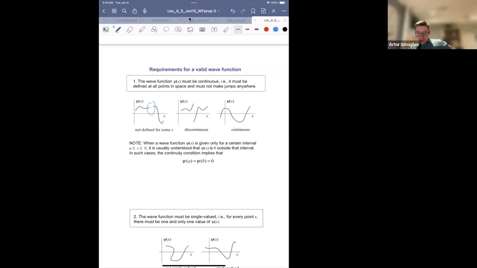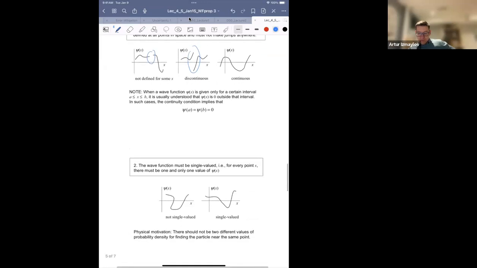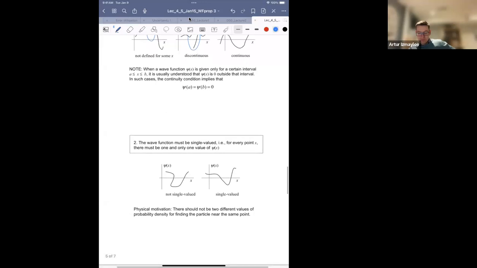Like if you're discontinuous, you cannot differentiate things clearly. Taking the jump is not possible usually. We need to have continuity. Also, the function needs to be single valued.